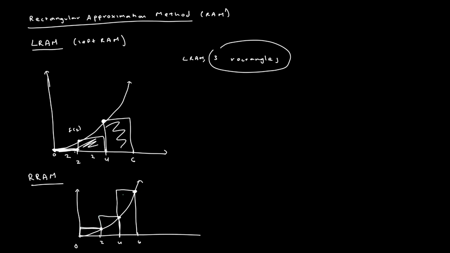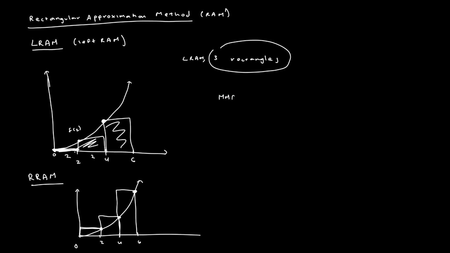Right? And so notice that depending on what approximation method you use, you get a different approximation of the actual area of the curve, because it is dependent on whether we're using RRAM or LRAM. And then finally, there's something called MRAM.